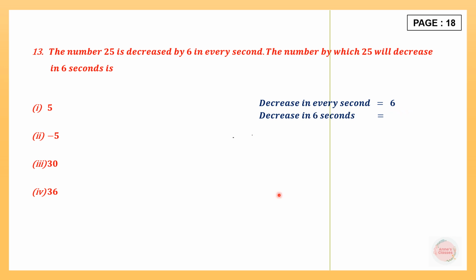So the decrease in 6 seconds. Okay. So in 1 second, every second means in 1 second it's 6. So in 6 seconds it will be 6 into 6. 6 sixes are 36. So in 6 seconds it will decrease by 36. So that's all we've been asked, the number by which it will decrease. They have not asked us what this number is finally. So the answer is 36, which is option 4.